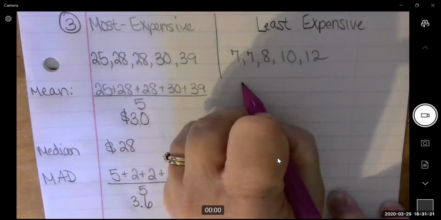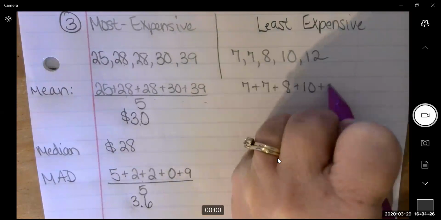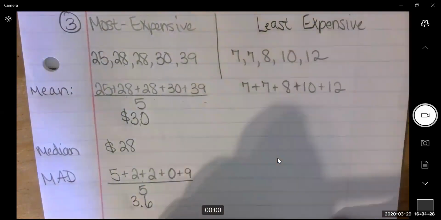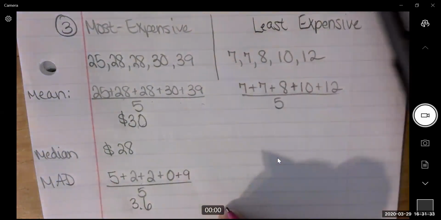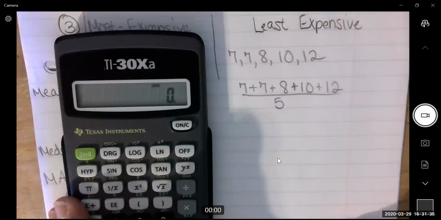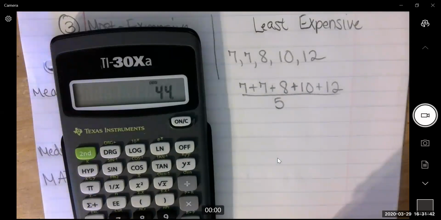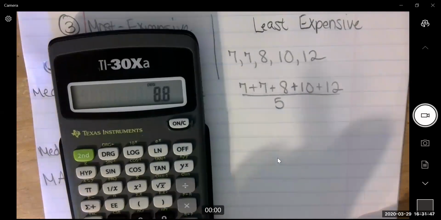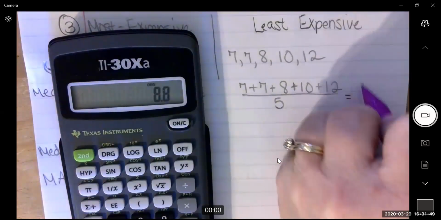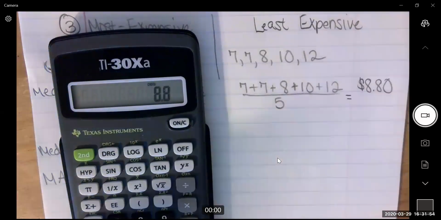We're going to find the mean. We have 7 plus 7 plus 8 plus 10 plus 12. Again, we have 5 pieces of data. All right, so I'll put the calculator on this side for us now. So 7 plus 7 plus 8 plus 10 plus 12 is 44. And then 44 divided by 5 is $8.80.